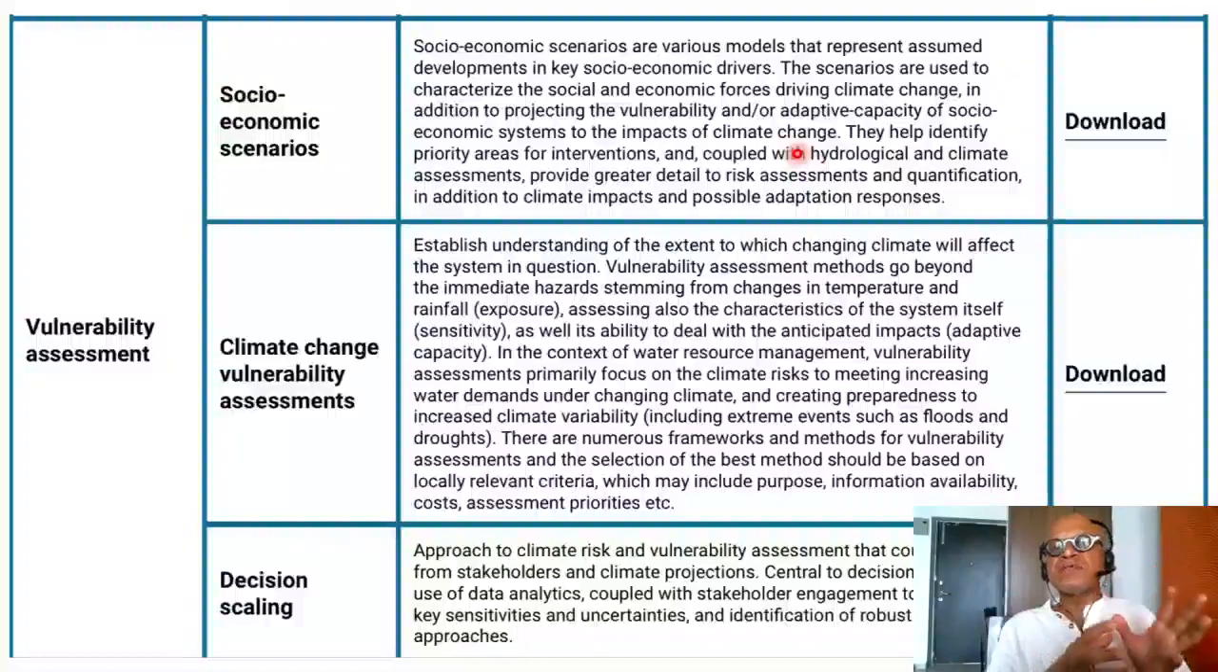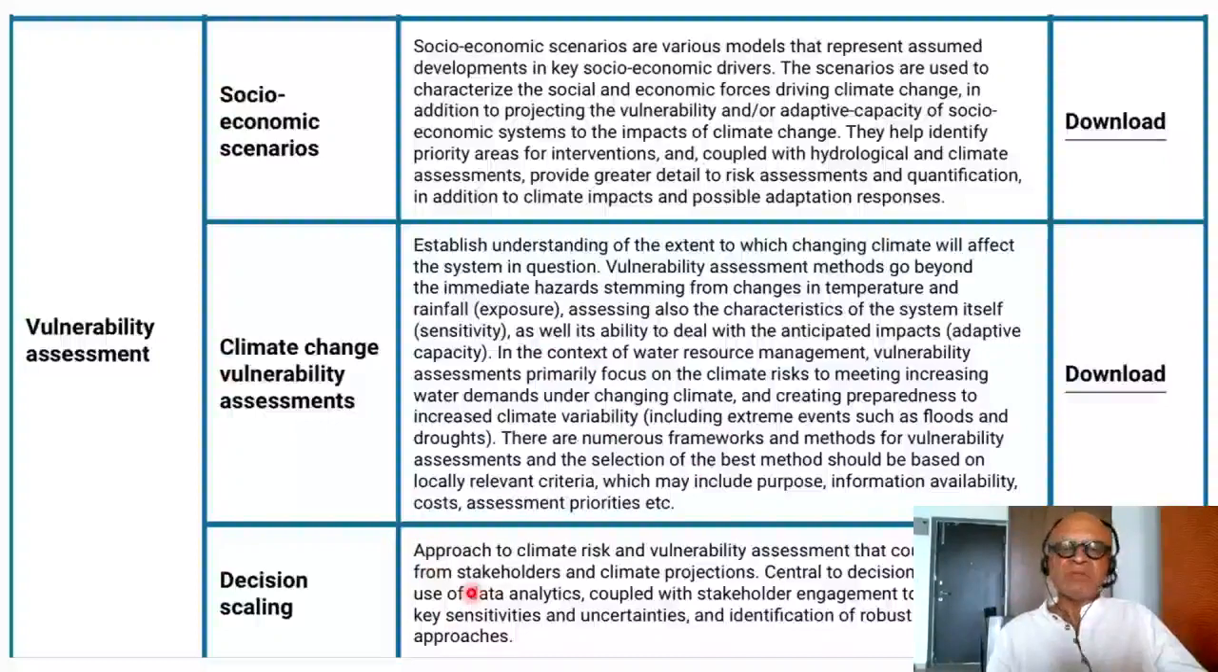So when you do vulnerability assessment, you want to identify risks and adaptation gaps as well. Of course, there are always cost-benefit ratios to worry about, as we saw before. Climate change vulnerability assessments establish understanding of the extent to which changing climate will affect the system in question. Vulnerability assessment methods go beyond the immediate hazards stemming from the changes in temperature and rainfall, which is exposure, assessing also the characteristics of the system itself, so sensitivity, as well as its ability to deal with the anticipated impacts, so adaptive capacity. Okay, there is more text here that you can go back and read.